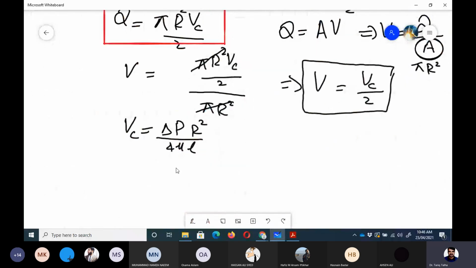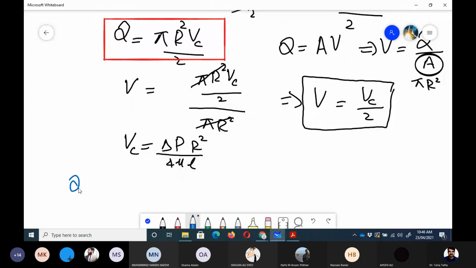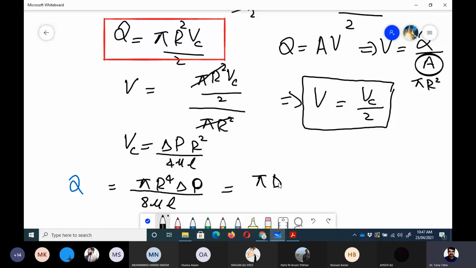If we put that value, then we see Q becomes equal to pi into R4 delta P upon 8 mu L, and if I want to write it in terms of diameter, I can say that Q is pi into D4 delta P upon 128 mu L.